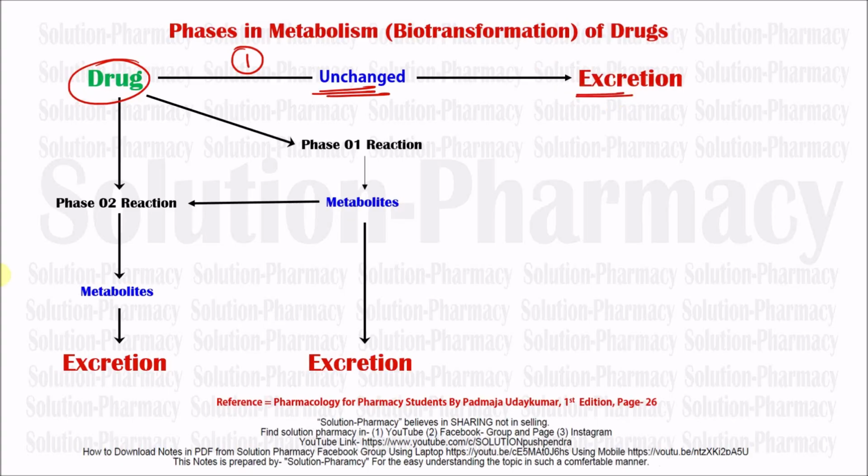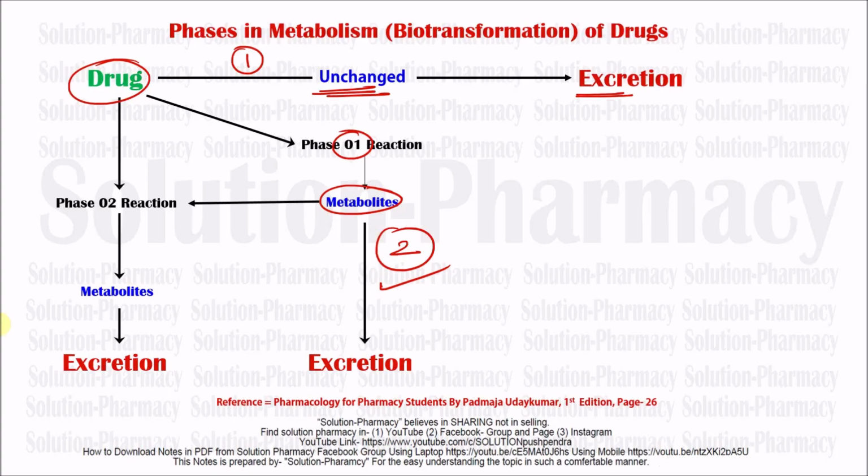Now what is the second option? The drug will go for phase 1 reaction. Other names of phase 1 reaction are non-synthetic reaction and functionalization reaction. So these are the basic phases of metabolism where our body tries to convert that drug into its possible metabolite, and if the metabolite is water soluble, that metabolite will go for excretion directly. So this is the second possibility for the drug.